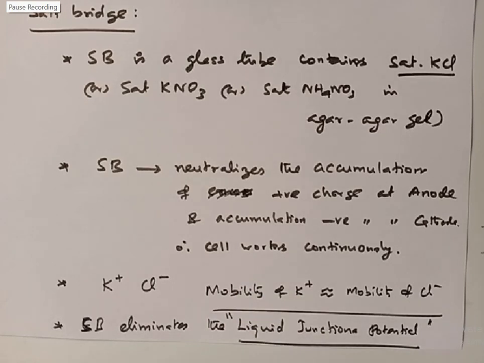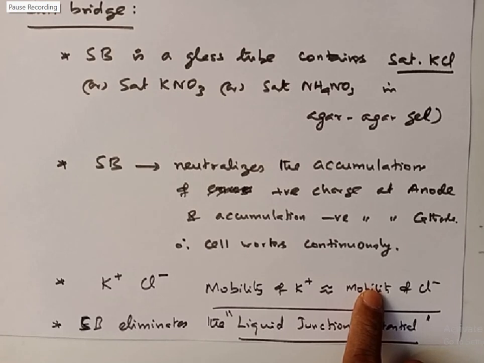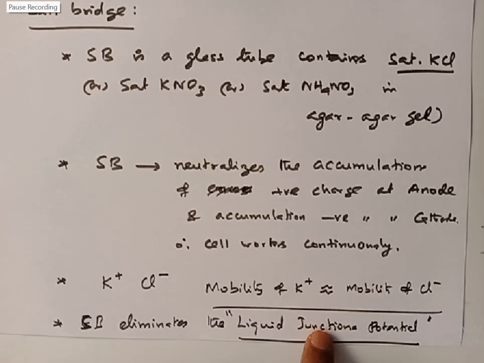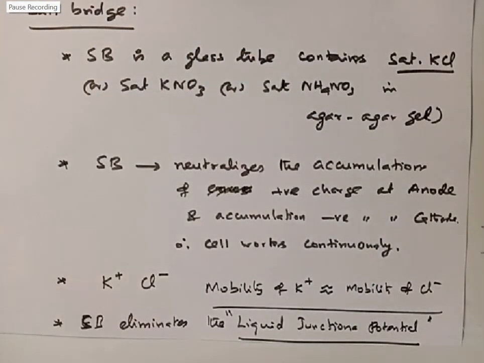Okay. So you may ask a question, sir, why we are using potassium chloride here? The reason is this. If you use potassium chloride, since mobility of potassium ion and mobility of chloride ion are almost equal, we can eliminate the liquid junction potential. So whatever potential that is appearing in the voltmeter is actually the cell potential. Okay.